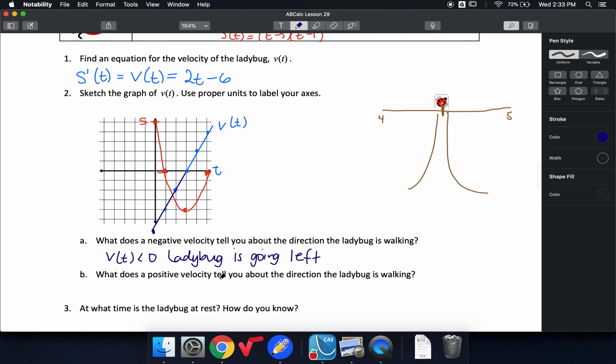The positive velocity, that's this region. So this negative velocity was for 0 less than or equal to t less than 3. My positive velocity is when the ladybug is going right.